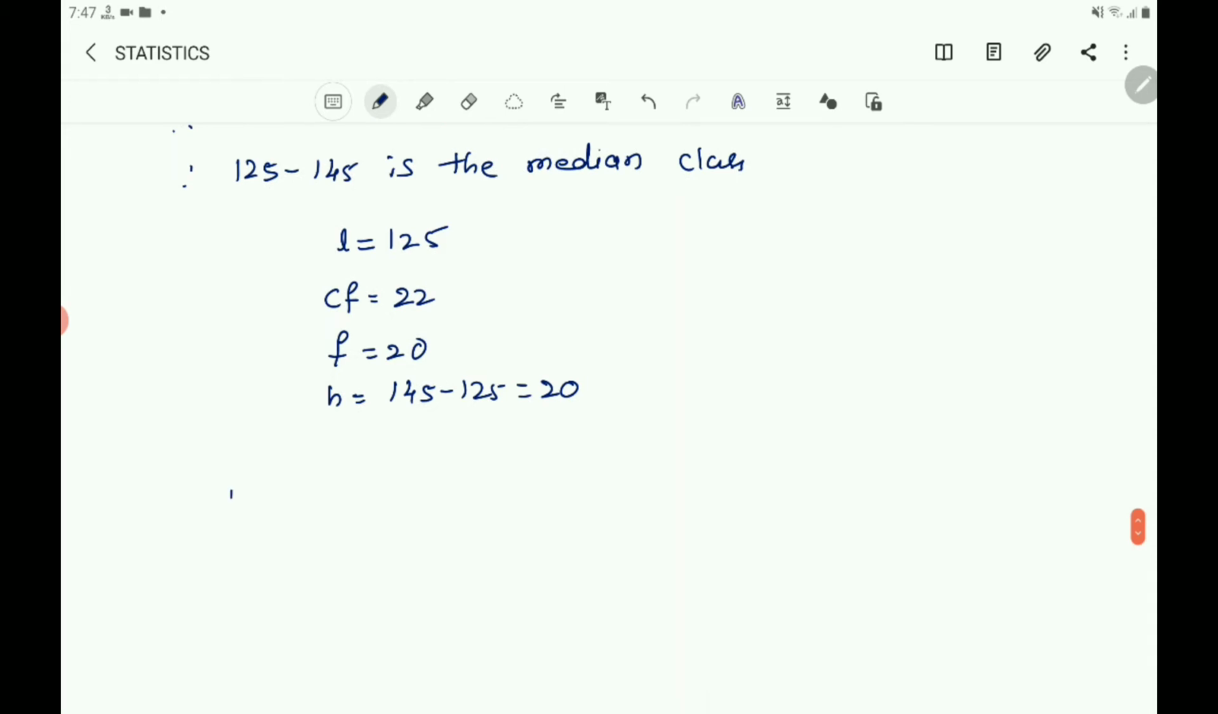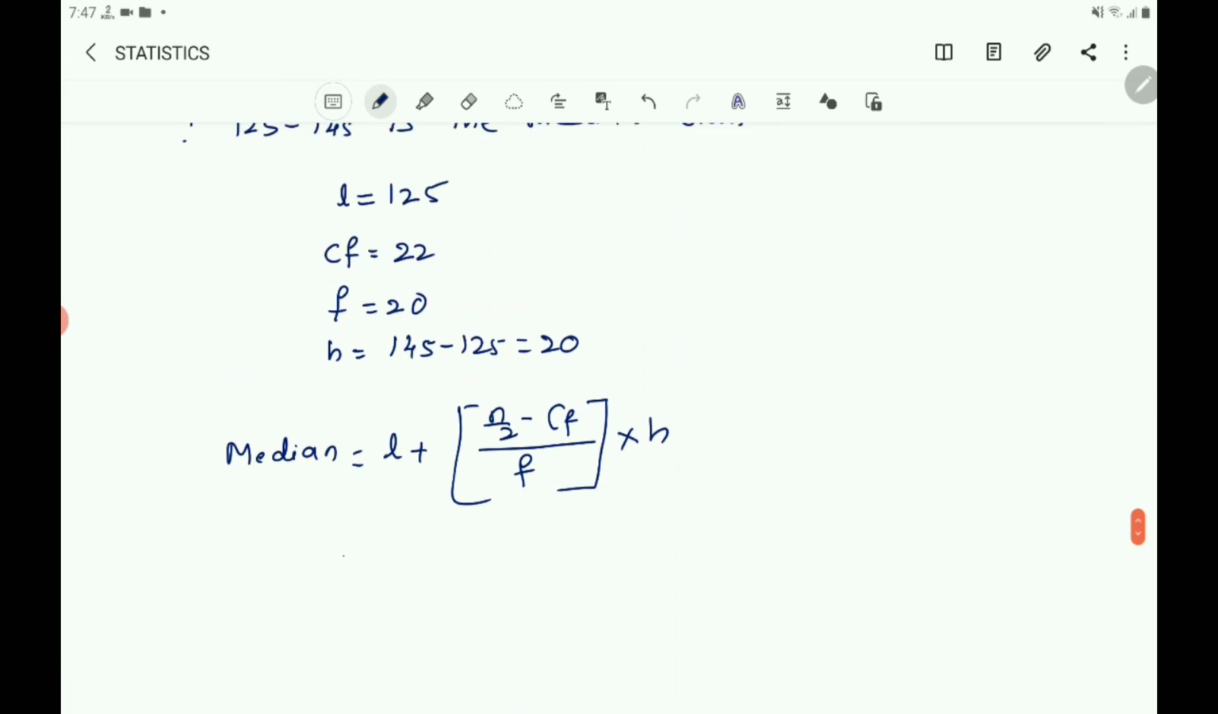Next you write the formula for the median. What is the formula for the median? Median equals L plus (N by 2 minus CF) divided by F, into H. Then you substitute the values. L is 125 plus, N is 68, by 2, minus CF is 22, that divided by F is 20, into, what is the value of H? H is 20.